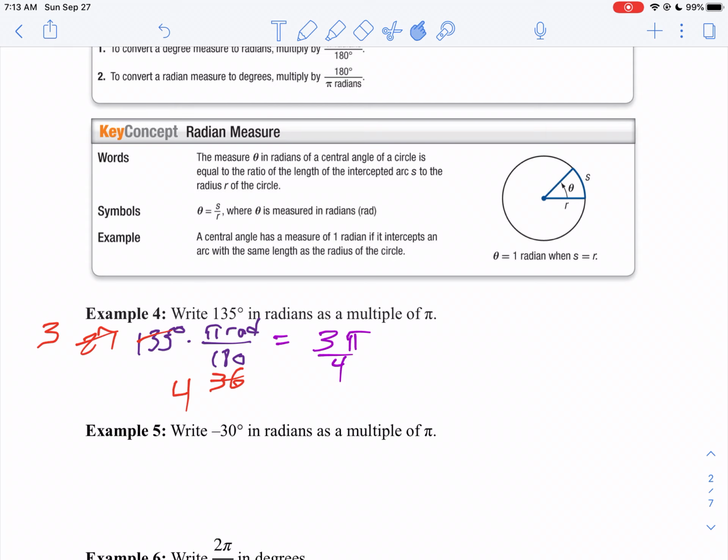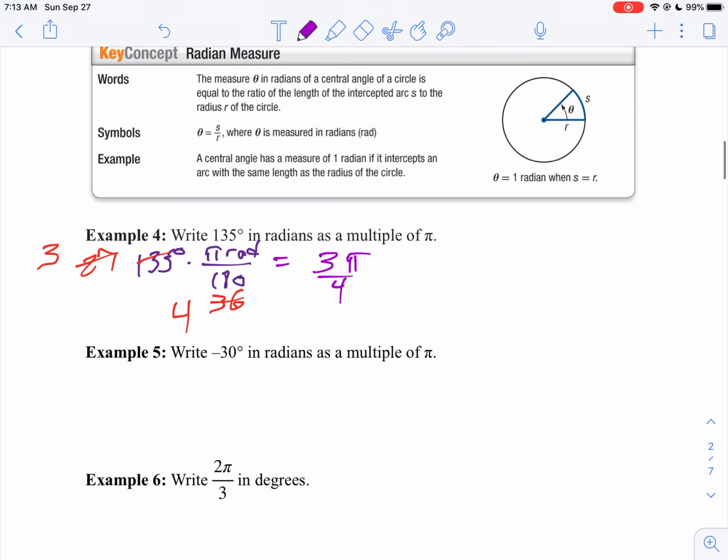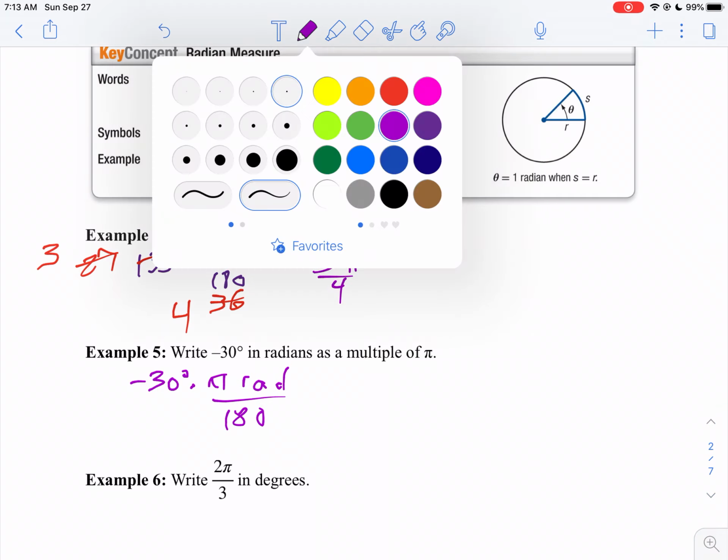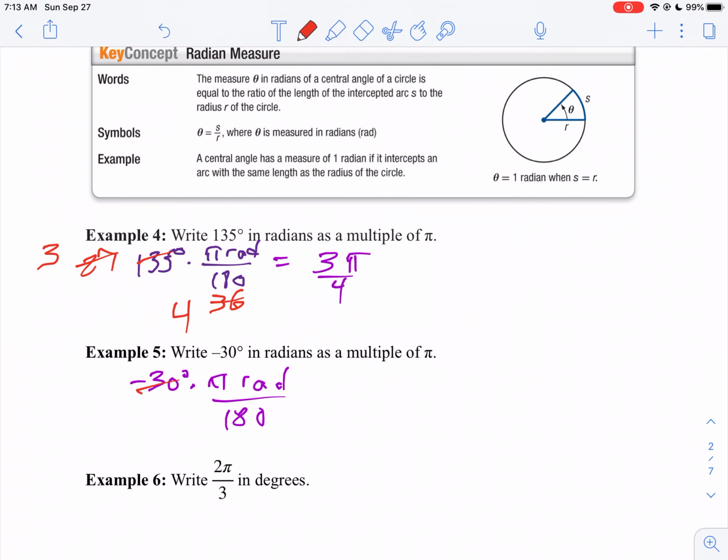Now in example 5, we're going to do it very similar, except we have a negative number, but that really doesn't affect too much how we do it. So we say negative 30 degrees times pi radians over 180 degrees. Well, it turns out 30 goes into 180 6 times. So we get negative pi over 6. There's your answer.